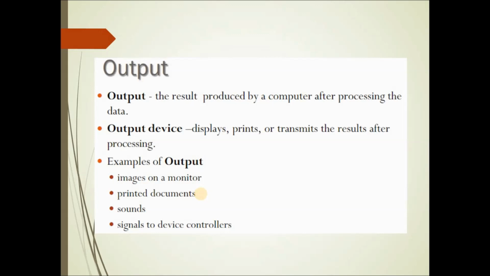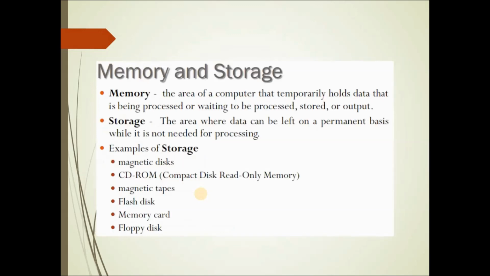The result produced by the computer after processing data. Output devices display, print, or transmit the results after processing. Examples of outputs: images on a monitor, printed documents, sound signals to device controllers. So these are the outputs.